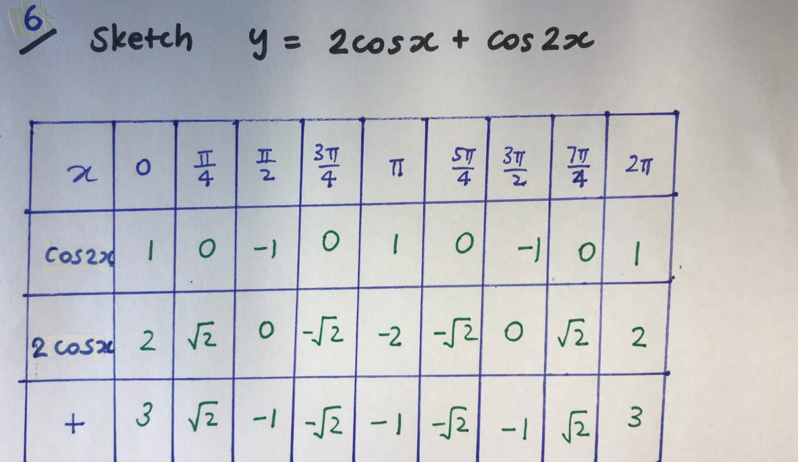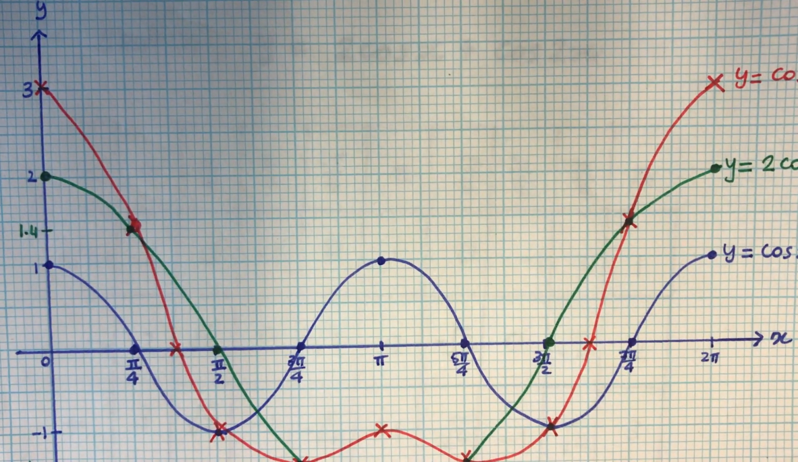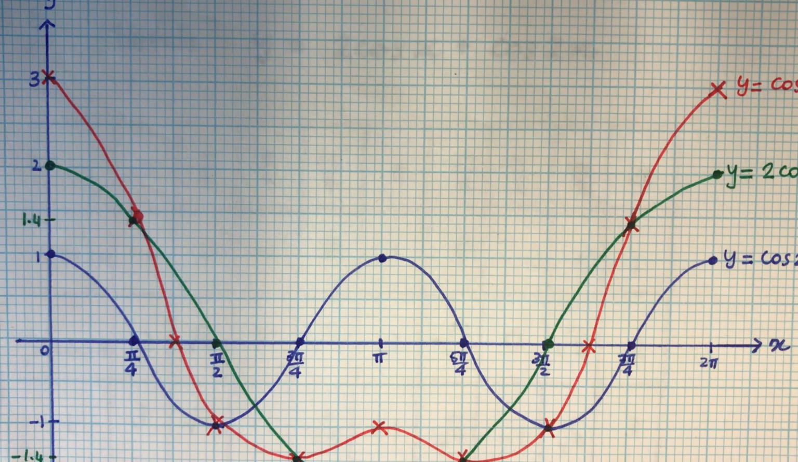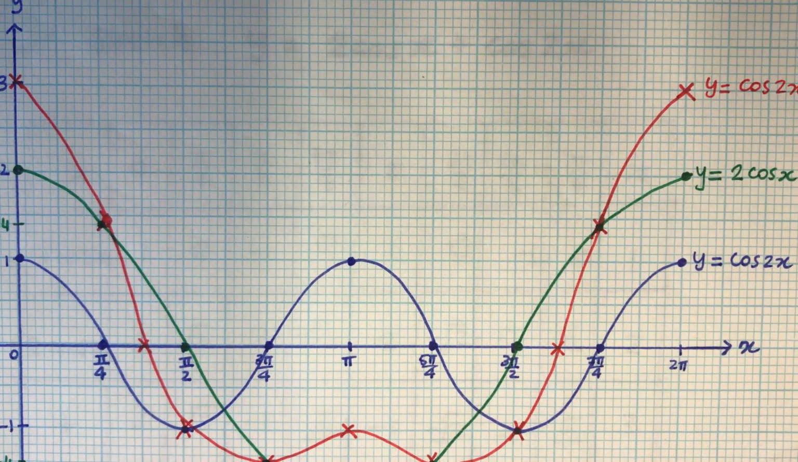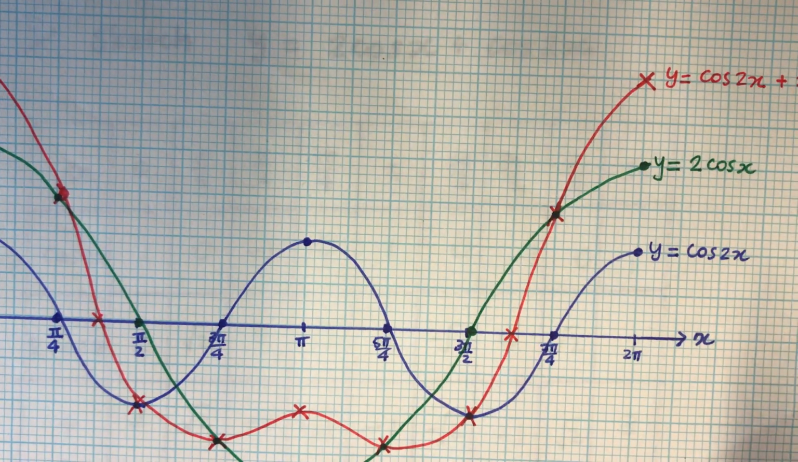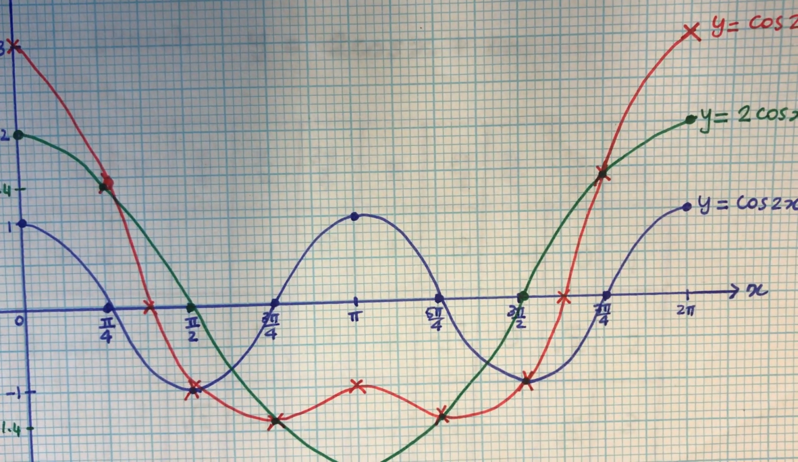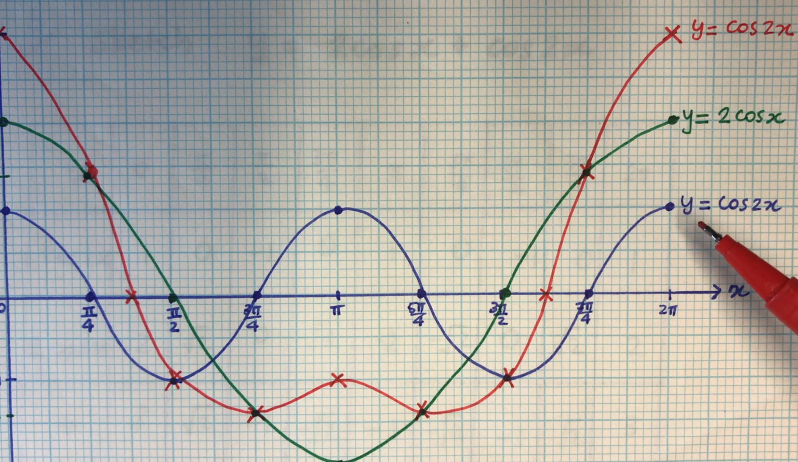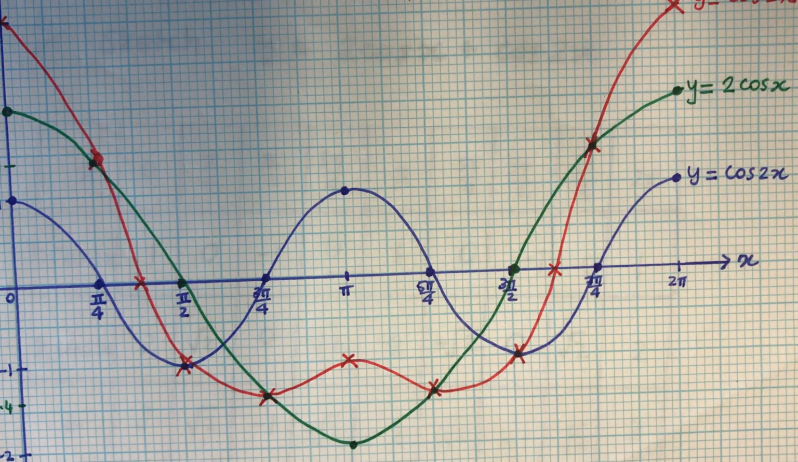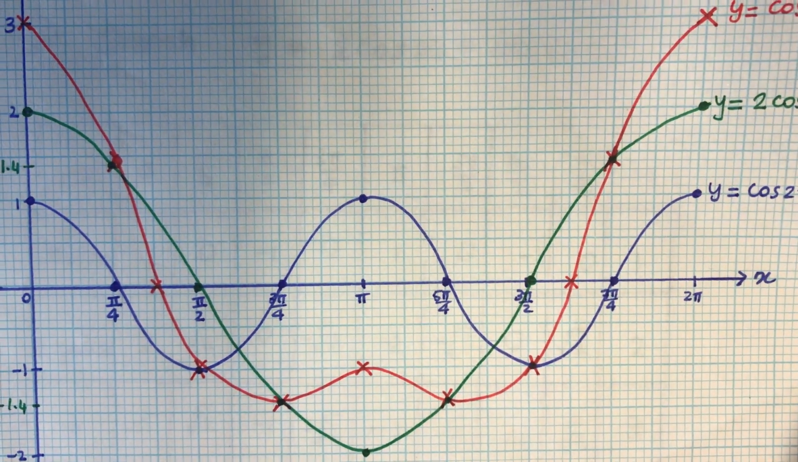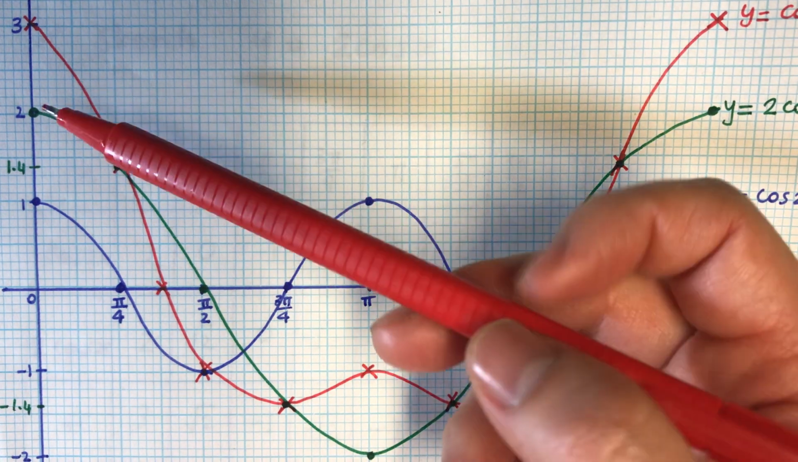You could actually, I've done something here, hopefully you could see it. I've done it separately. So the red one is the sum of the two, okay, but the green one is 2 cos x, and the blue one is cos 2x. Now you could actually sketch these separately and then you add them.